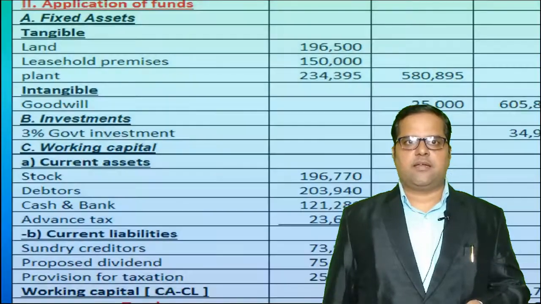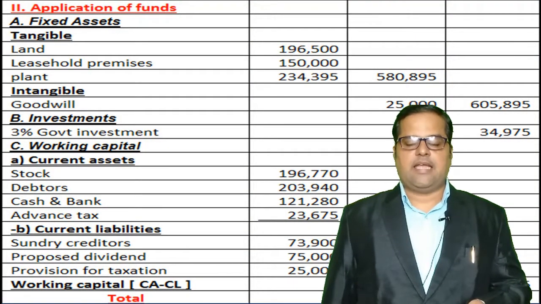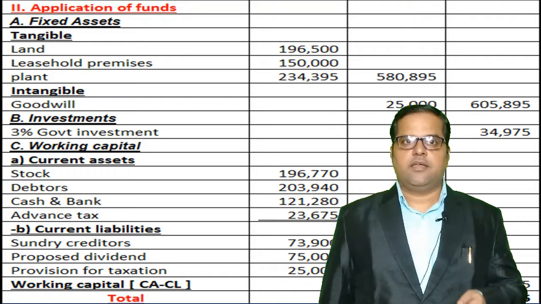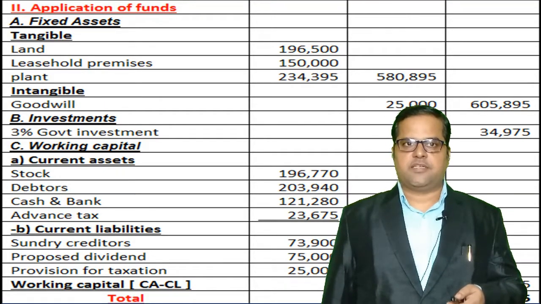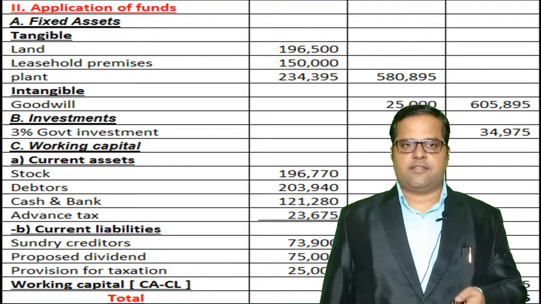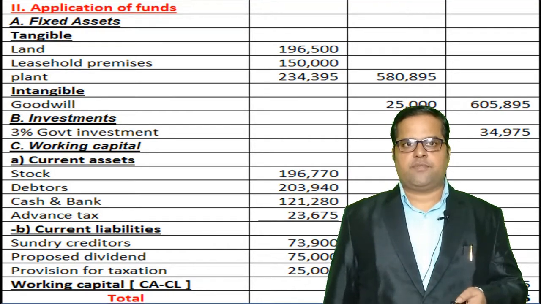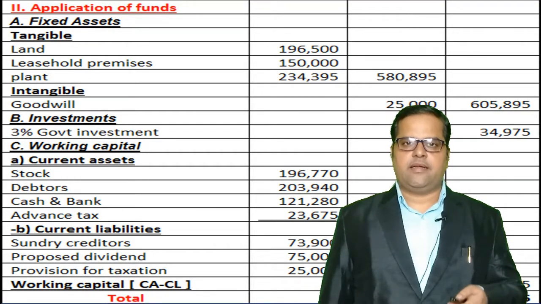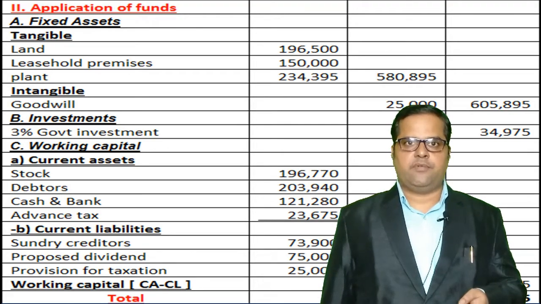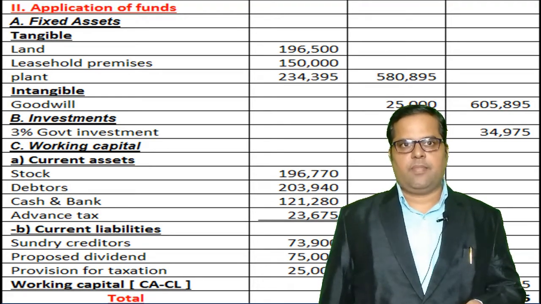Now let us see the second half of the balance sheet, that is application of funds. Students, in this part we will have three major heads, that is first fixed assets, second investments, and third working capital. Now let us start with fixed assets. Under fixed asset we have two types of assets, that is tangible and intangible. We can write first tangible fixed assets, which includes land, leasehold premises and plant. We will record the amounts in first column and will take total in second column.